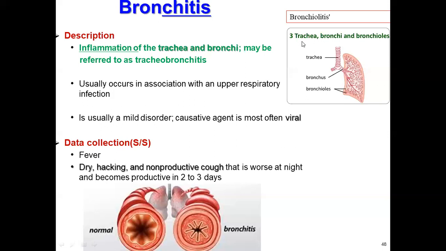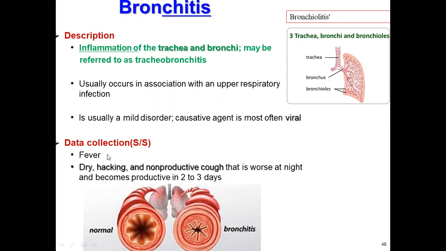Usually, if the patient has bronchiolitis, the patient presents with fever, cough, or rhinorrhea. If you put the stethoscope over the lungs, we can hear wheezing. What else? In case of bronchitis, it usually occurs associated with upper respiratory infection and is usually a mild disorder. The underlying cause or agent is usually a virus.